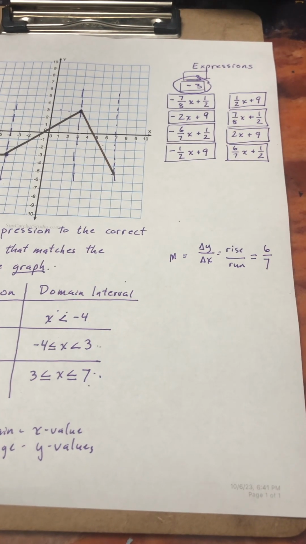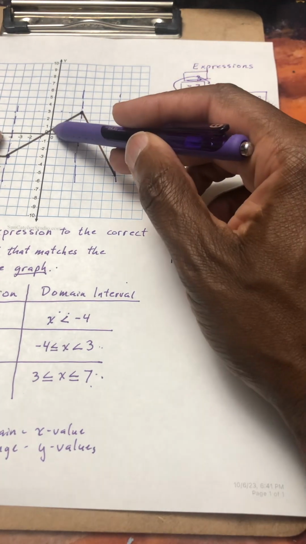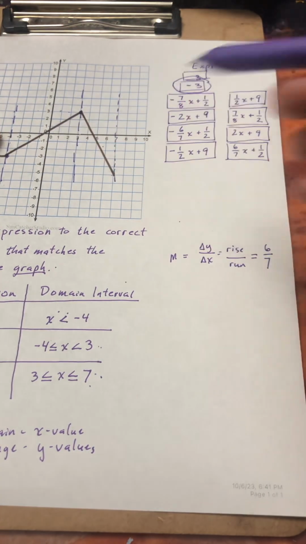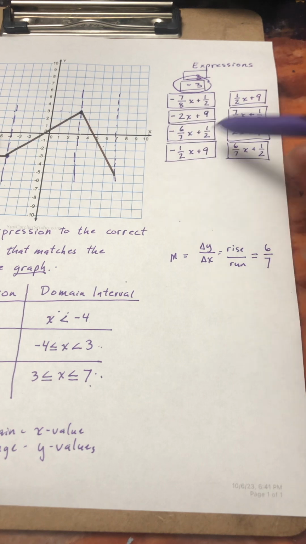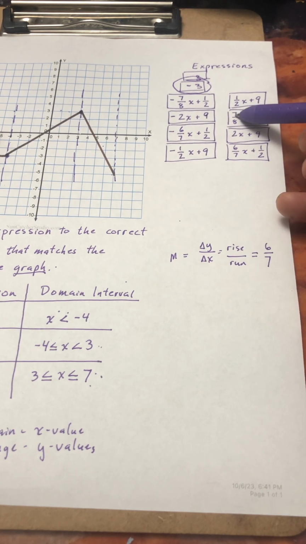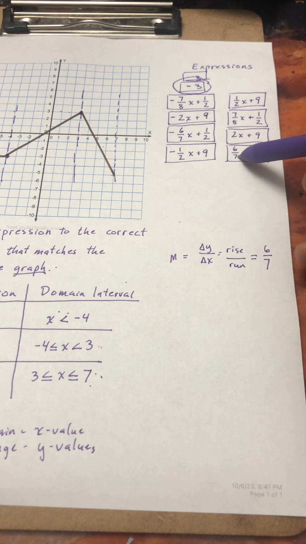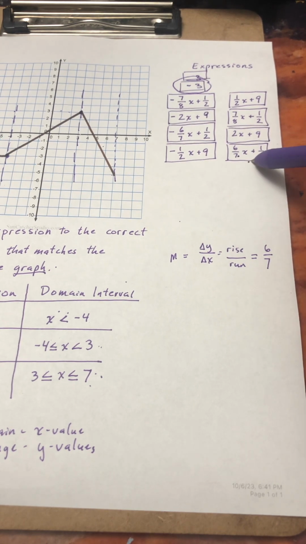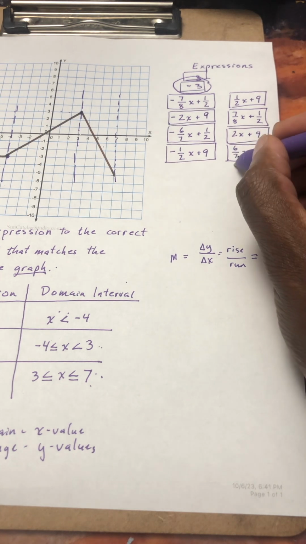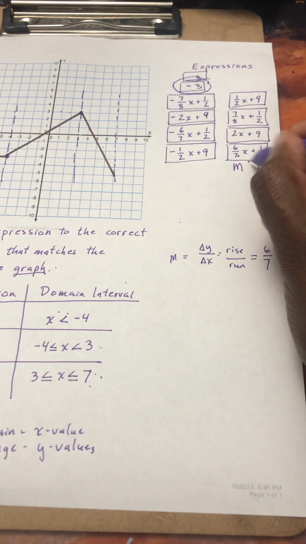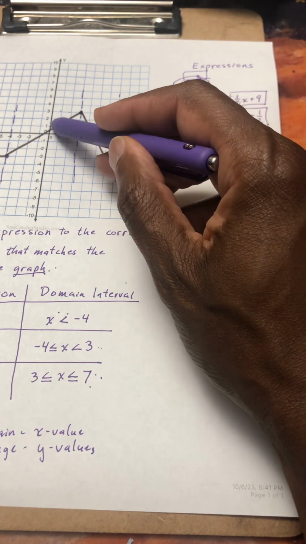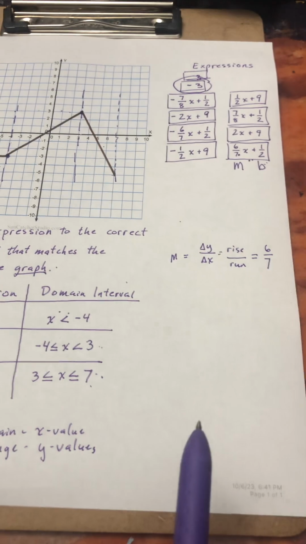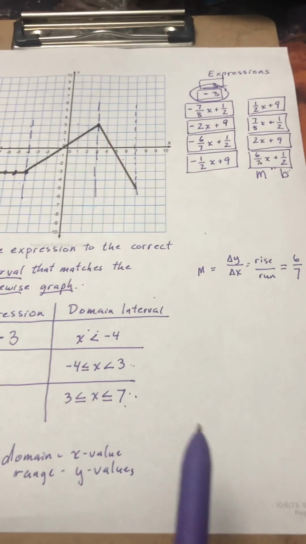So I'm looking at my choices here. Now, you want to see the y-intercept. The y-intercept is right over here. Looking at my choices, since it's a positive slope, I put all the positive slopes on this side and the negative slopes on this side. Since I know my slope is 6 over 7, this looks like it's going to be 6 over 7x plus the y-intercept. Here goes your slope, here goes your y-intercept. This is m, this is b. And that looks like a half because it's halfway from 0 to 1, right? So that becomes your expression.